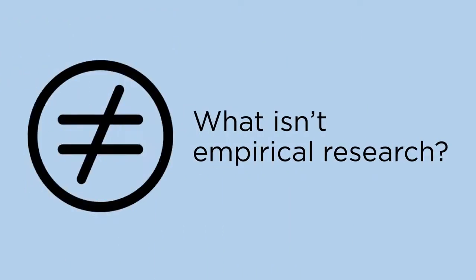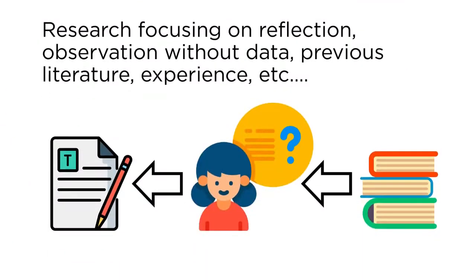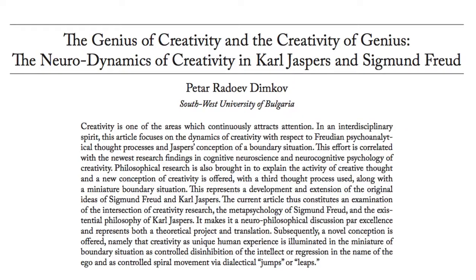So, what isn't empirical research? Some common examples of scholarly papers that aren't empirical studies are literature reviews and papers that form theories based on the research of others. Let's take a look at some examples. This paper doesn't appear to be a literature review, as it has a clear, unexplored topic which it wishes to expand on.